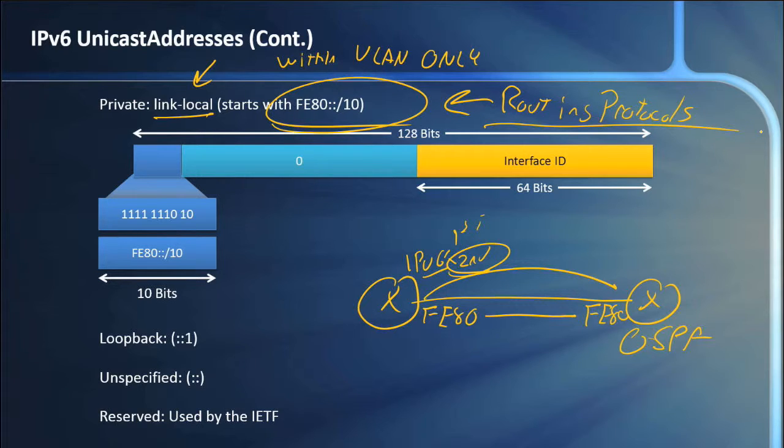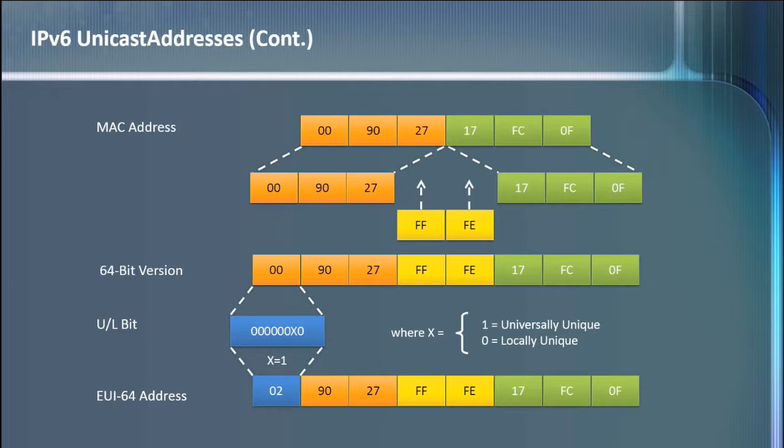Windows hosts have FE80 addresses as well. That's what I was just showing you. And for every interface that you have IPv6 enabled on, you're going to see an FE80 address on that interface.